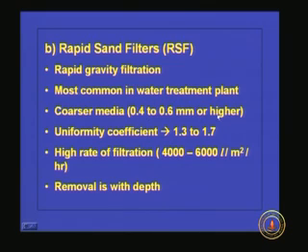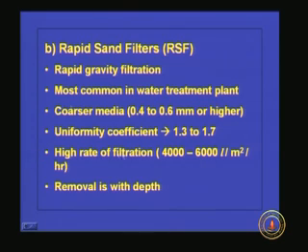but it can go up to 0.75 mm, and the uniformity coefficient is 1.3 to 1.7, and the filtration rate is very high. We can see the rate of filtration is 4000 to 6000 liters per meter squared per hour. Or if you want it in linear velocity terms, the flow rate is in the range of 4.8 to 6 meter per hour, and we can even go up to 10 meter per hour.